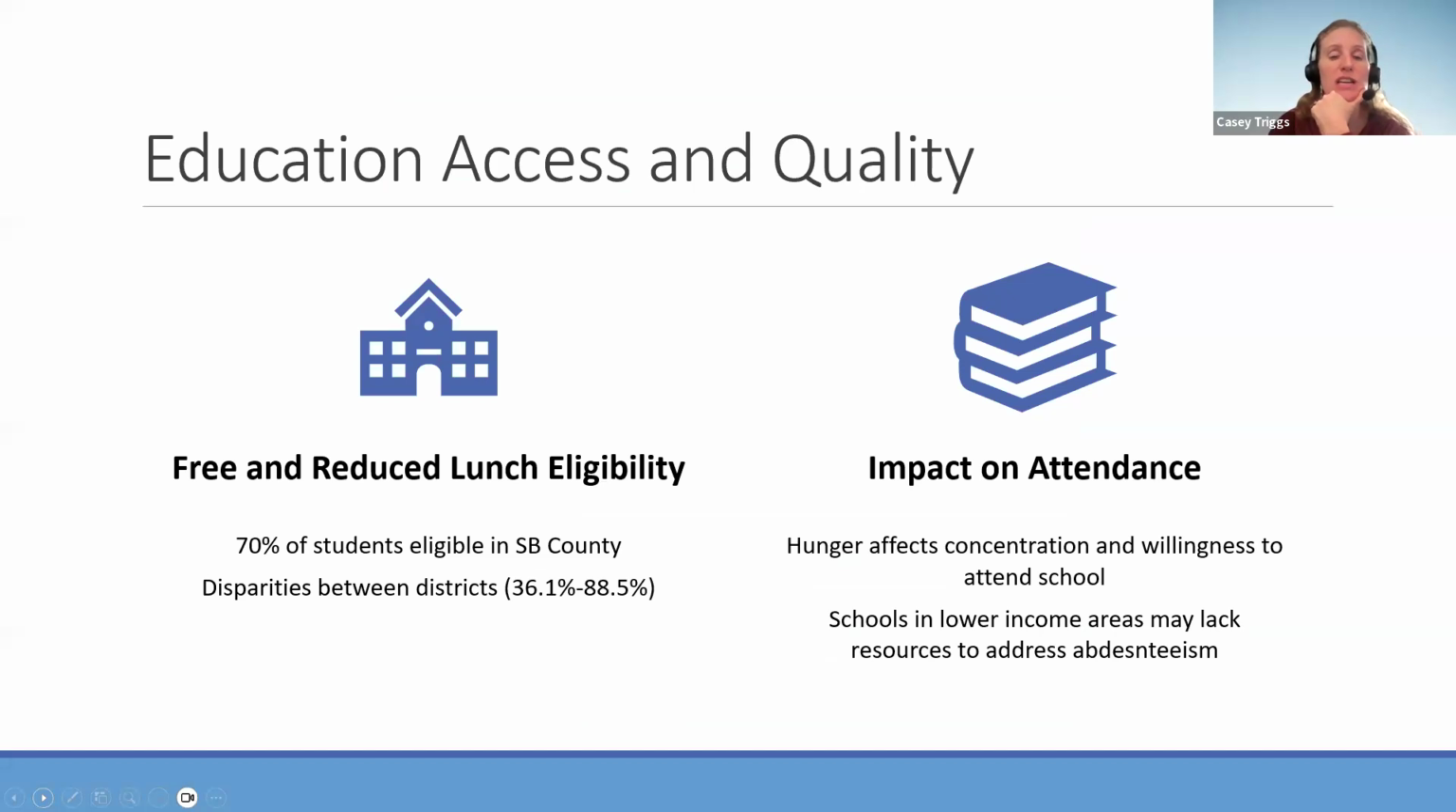Great. So moving into the education access and quality factor of social determinants of health, San Bernardino County shows that 70% of students are eligible for free or reduced price lunch, which is a marker of economic hardship. This percentage varies widely between districts. Some are as low as 36%, while others have a higher rate of 88%. The schools that serve lower income neighborhoods often lack resources to address chronic absenteeism. So here we see a major connection, I think.